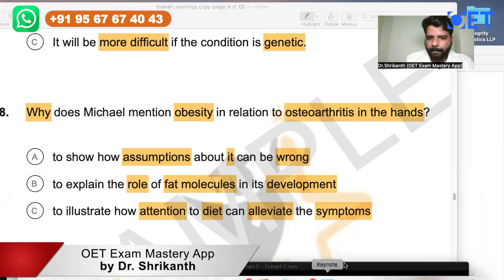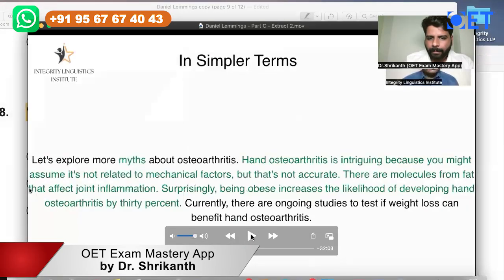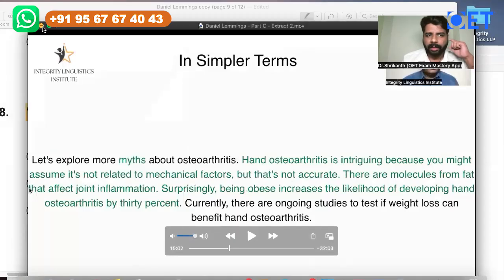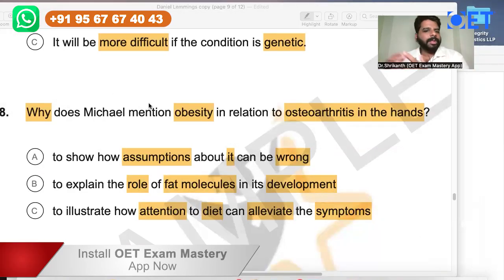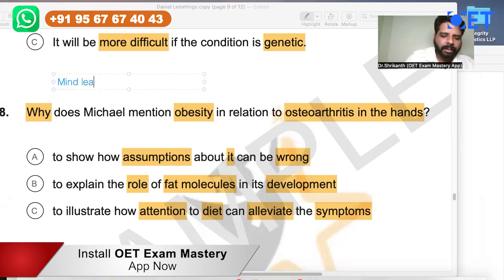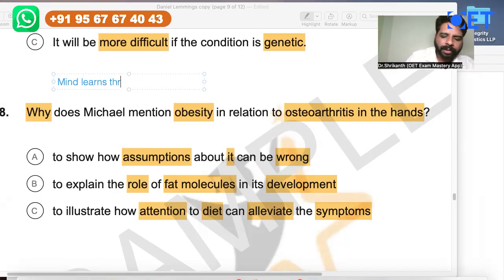So that's clear, right? This is that repetition. I just want to say one final thing before we go to the document. The mind learns through repetition.